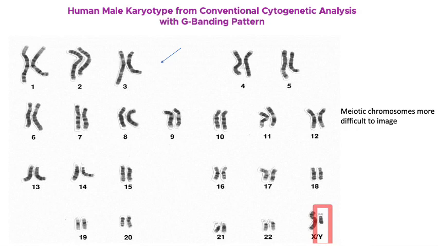And in fact, if you look at this a little bit, you can see some of the outlines of the photograph that was taken. Meiotic chromosomes were a little bit more difficult to image, primarily because they're more condensed, and there was more overlap that took place, which made it a laborious process.